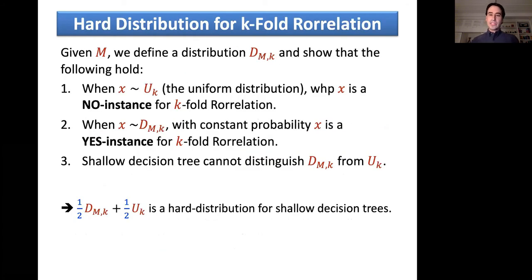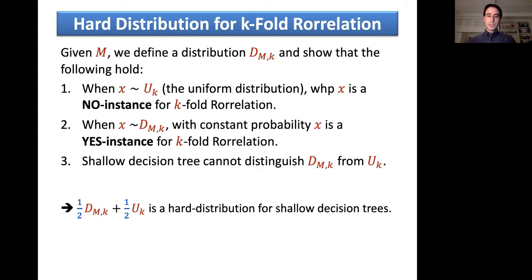We come up with some hard distribution for this k-fold Forrelation problem. We define that distribution DMK and show that the following holds. On one hand, if you sample according to the uniform distribution, then with high probability, you would get a no instance. You would get k vectors whose Forrelation is rather small. On the other hand, if you sample according to DMK, you get, with constant probability, a yes instance.